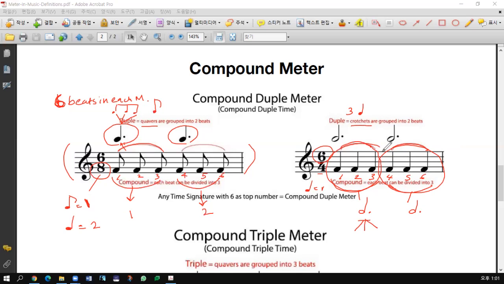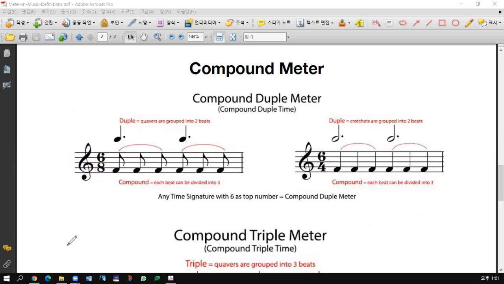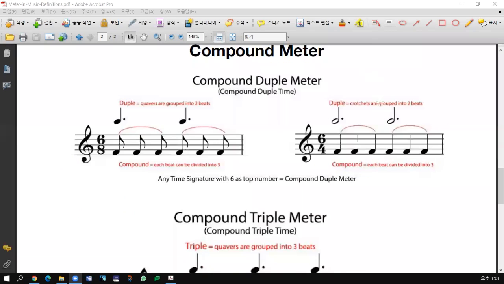So this one we count like 1, 2, 3, 4, 5, 6, 1, 2. Okay. So the count sounds really similar for 6/8 and 6/4. Okay. So you look at this saying here, any time signature with 6 as the top number is compound duple meter. Okay. All right, and then let's move on.